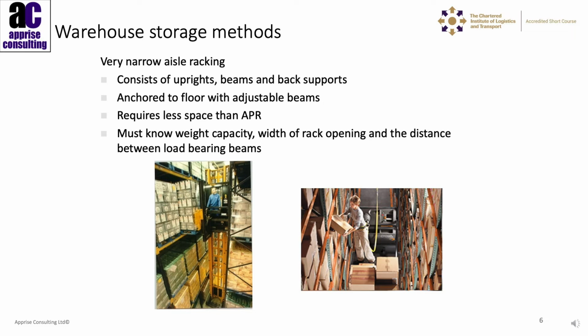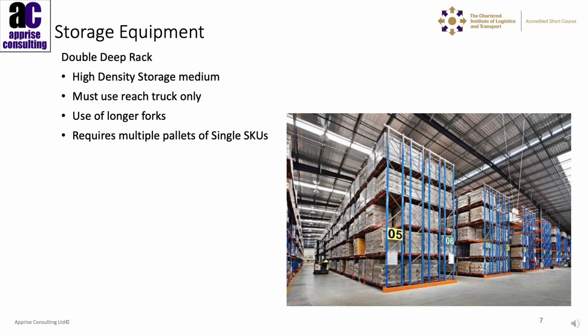This is double deep racking. So what we're doing here is reducing the number of aisles within the warehouse itself. But one of the drawbacks is that we can't operate on a first in, first out basis. So as we can see there are two pallets back to back on one side, and then a further two pallets back to back on the other side. So we've done away with the aisle between rack 5 and rack 6. What we also need is a forklift truck with extendable forks that can actually reach the second pallet in the racking system.